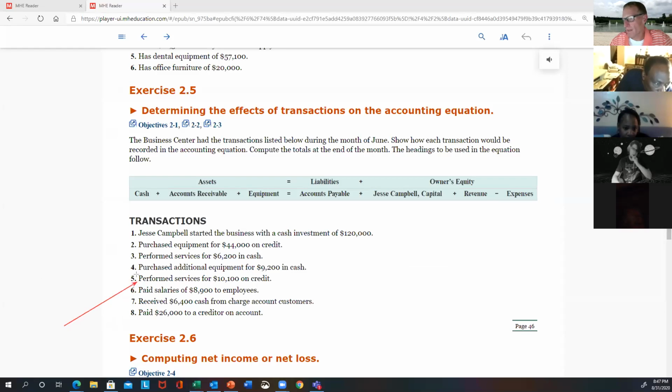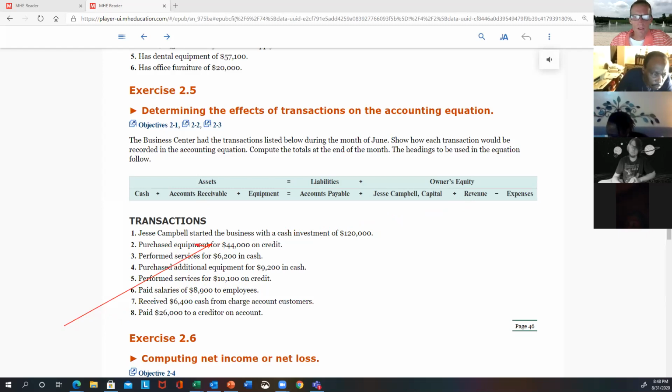We've got perform services, and keep in mind, we've seen perform services already. Number 3 was perform services. Number 5 is perform services. This says for 10,100 on credit. So we know one of them is going to be revenue, and the other one's accounts receivable. So notice the difference. It's not cash, it's accounts receivable. So you'll put that 10,100 under accounts receivable and under revenue.